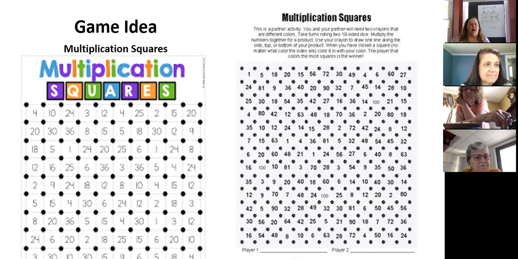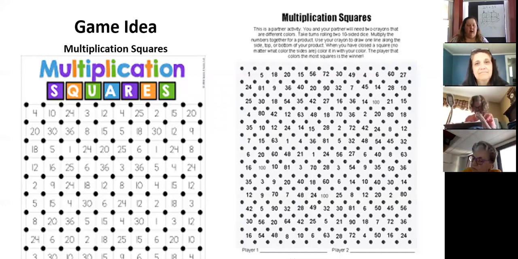So instead of using flashcards or a timed test, this is just one way that you could practice multiplication. If you Google multiplication squares, you will come up with a lot of these different game boards, and you can find them for free. You can find ones you pay for. You could in fact create your own. If you had a piece of grid paper, you could use the grid paper to do that.